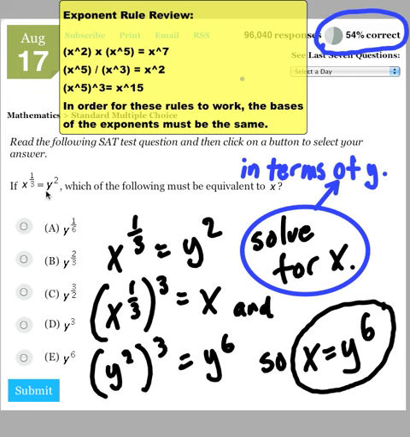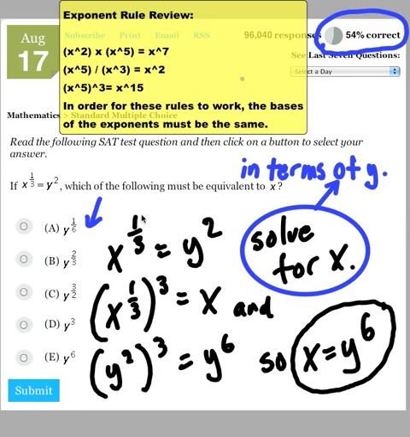If x to the 1/3 equals y squared, which of the following must be equivalent to x? Okay, so they give us x to the 1/3, but they don't give us x. So what that means is that we're going to have to try to manipulate this equation to isolate x by itself. I also know by glancing down to my answer choices here, which is always a good idea on any math question, I can see that all of the answers are in terms of y. So not only am I solving for x, but I'm solving for x in terms of y.